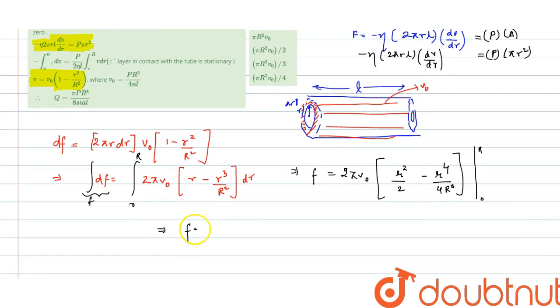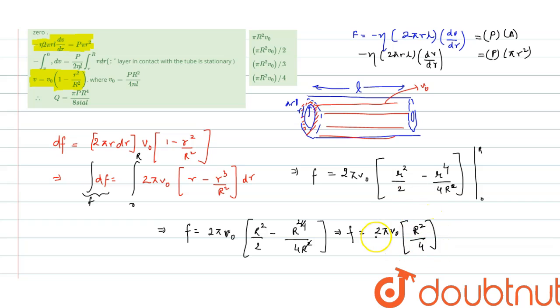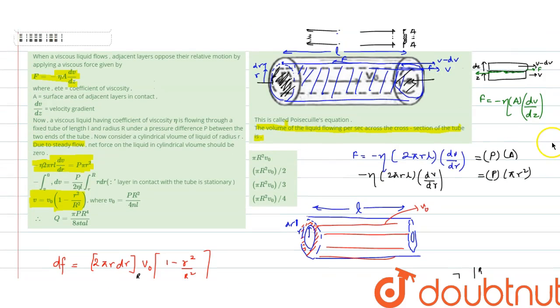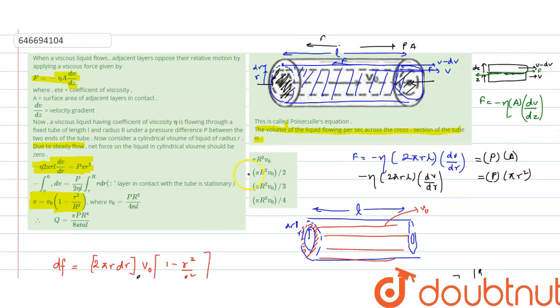This implies that volume flow rate through the entire cylinder will be 2 pi V naught multiplied by R square by 2 minus R to the power 4 by 4 R square. This implies that total volume flow rate will be equal to 2 pi V naught multiplied by R square by 2 minus R square by 4, which gives R square by 4, which is equal to pi R square V naught over 2, which is option number B.